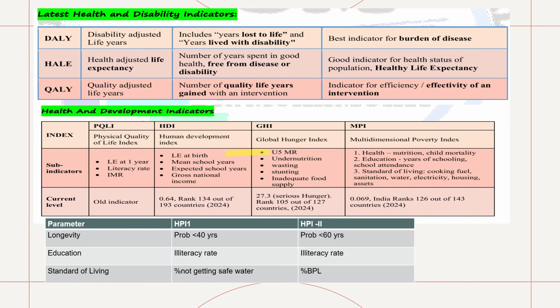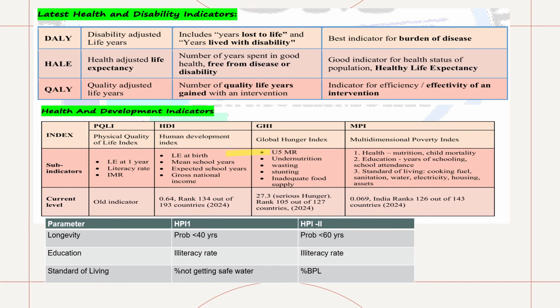Then MPI, multi-dimensional poverty index. So it has a very huge component. It has many components like health, education, and other components. So health includes nutrition and child mortality. Education includes years of schooling, school attendance, and standard of living. It includes cooking fuel, sanitation, water, electricity, housing, etc. So you can remember it encompasses health, which includes nutrition and child mortality. Again, education. So education is there in all the components. In PQLI, HDI, MPI all have education except GHI.